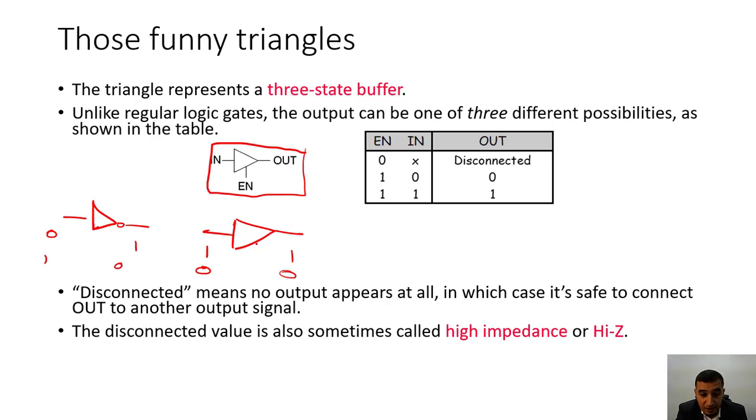Now, a tri-state buffer basically works like a switch. If it is closed, then the input is connected to the output. If it is open, the circuit is disconnected. This is what we call high impedance, or high Z. So a tri-state buffer basically opens or closes the circuit.